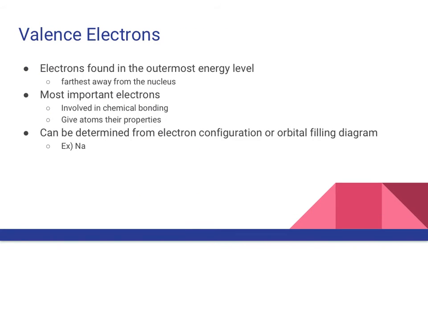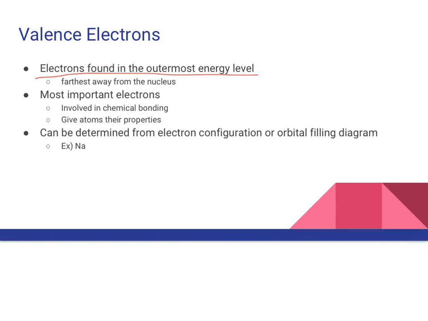A couple of other things we need to talk about. When we were writing electron configurations, we were representing the total number of electrons in an atom. The total number of electrons an atom contains is really not as important as what are known as the number of valence electrons. Valence electrons are by far the most important electrons found in an atom. Valence electrons are the electrons that are found in the outermost energy level, which means it's farthest away from the nucleus.